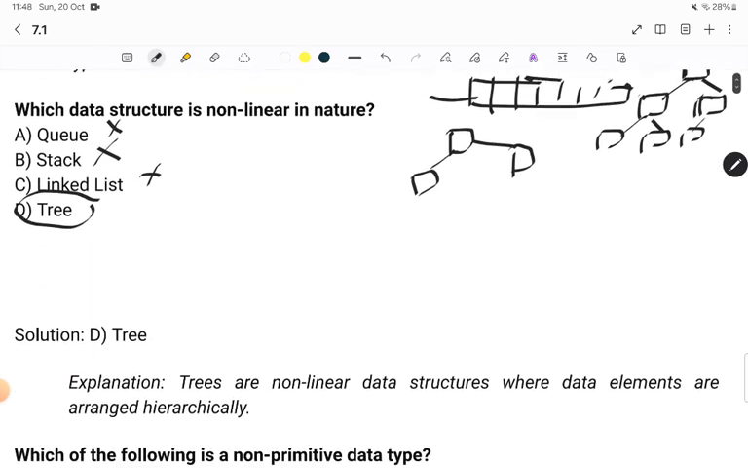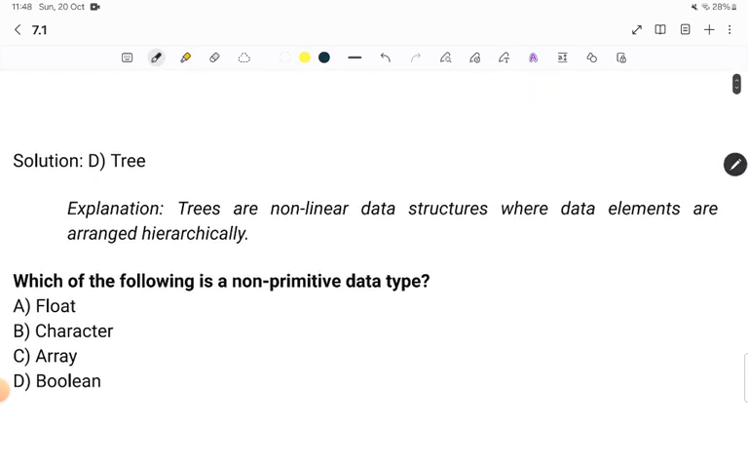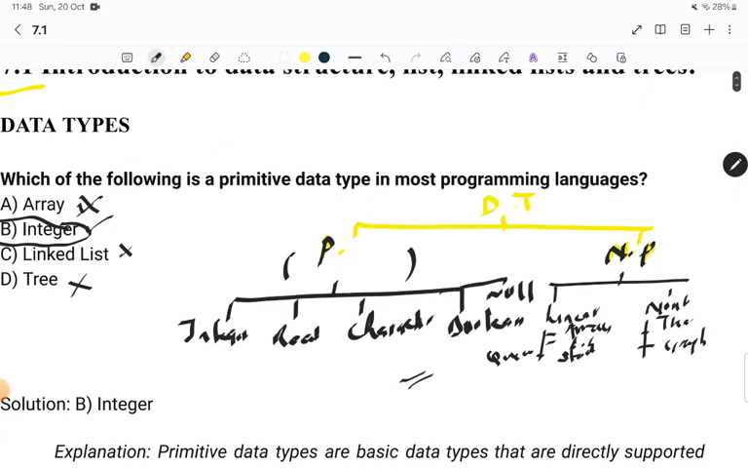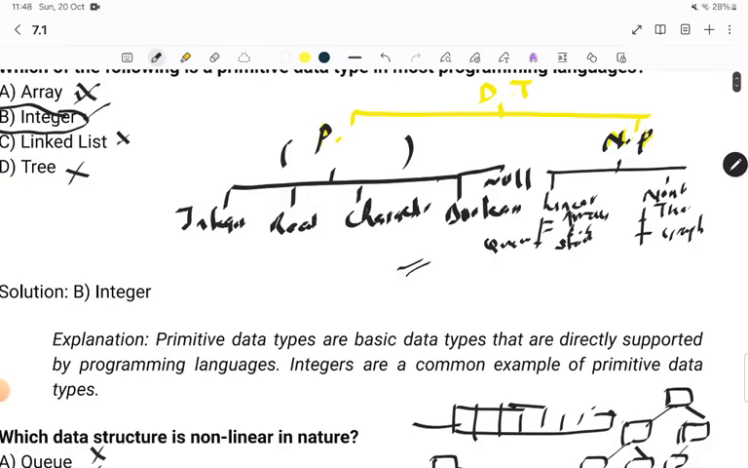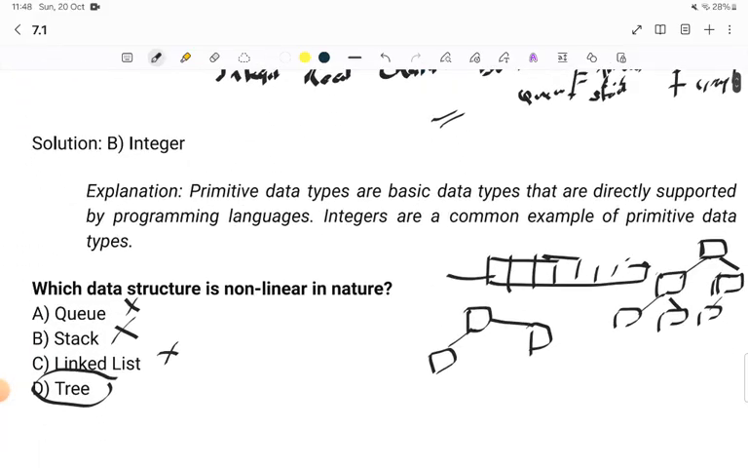Let's go to the next question. Which of the following is a non-primitive data type? What were the primitive data types? Float was a primitive data type. Character was a primitive data type. Boolean was a primitive data type. So array is the correct answer. Please remember this diagram.